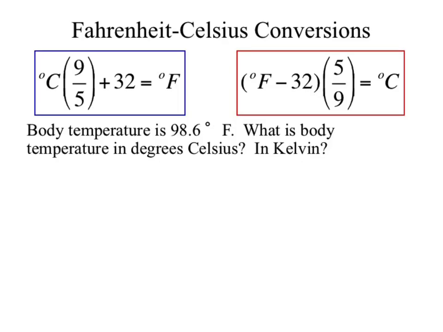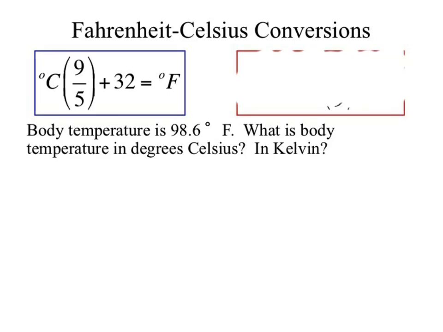So, have fun. Do a conversion. Body temperature is 98.6 degrees Fahrenheit. What is body temperature in degrees Celsius and in Kelvin? I meant to erase the red one, and I messed that up because that was supposed to be algebra. Remember, what you're given is the one in blue. So how would we go through and solve? What would you do, given that information?